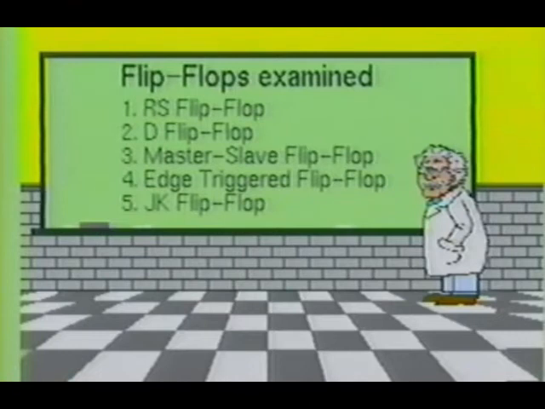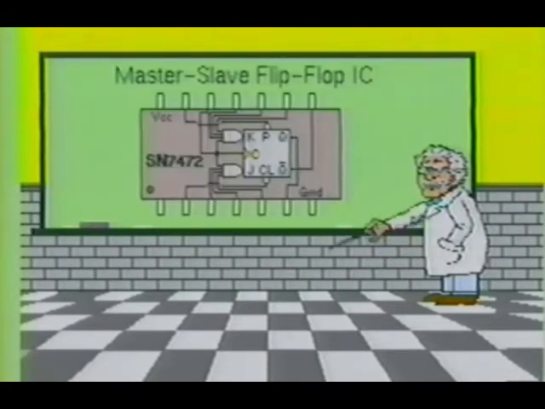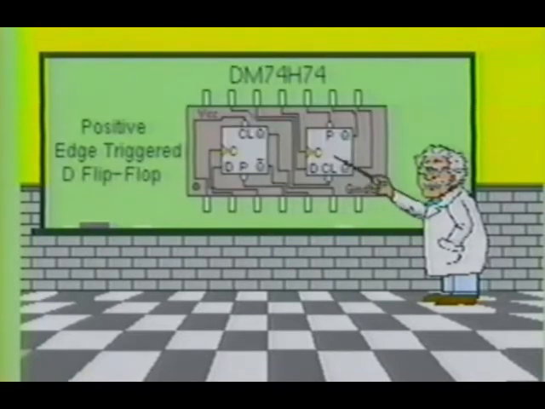In this video, you have examined the RS, D, master-slave, edge-triggered, and JK flip-flops. Master-slave flip-flops are used to latch an output to one state or the other while the clock pulse is high. Edge-triggered flip-flops are used when the inputs must only be sensitive during a small portion of the clock signal. Both positive edge-triggered and negative edge-triggered flip-flops are available.